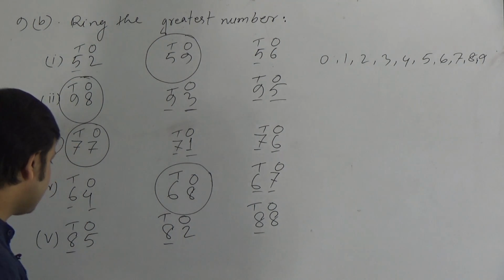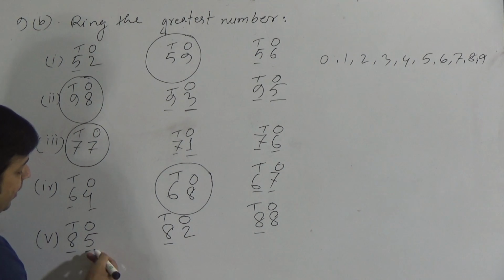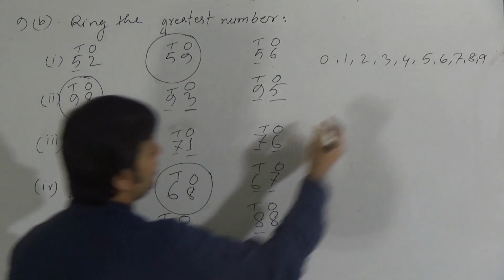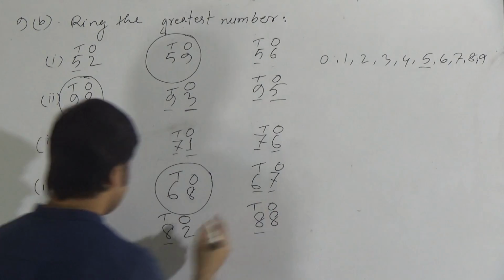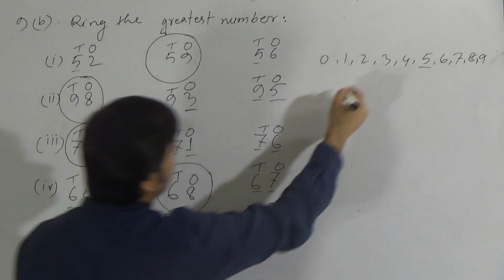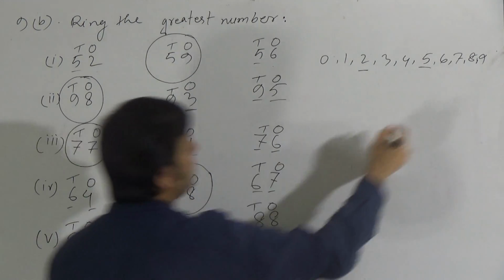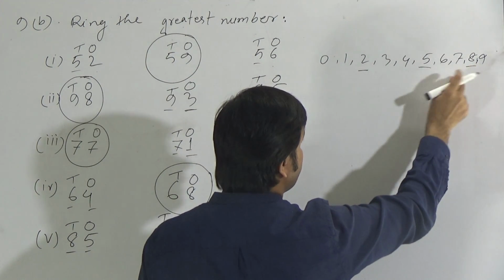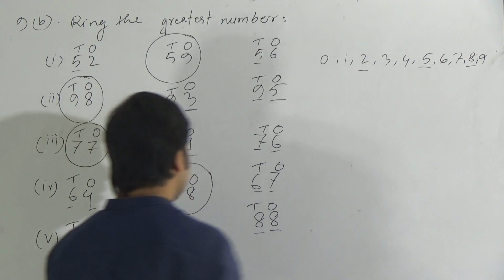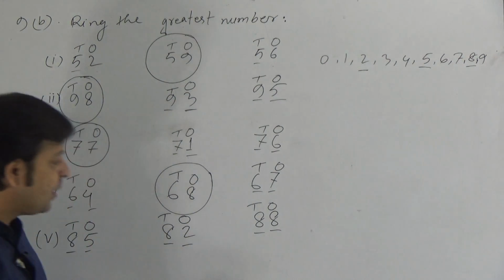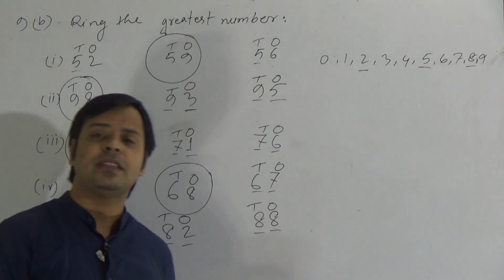To compare the ones place, now see. Here in the first one, the ones place is 5. In the second one, the ones place is 2. Now in the third one, the ones place is 8. It means that 8 is the greatest digit. It means that the number containing 8 in the ones place will be the greatest number.